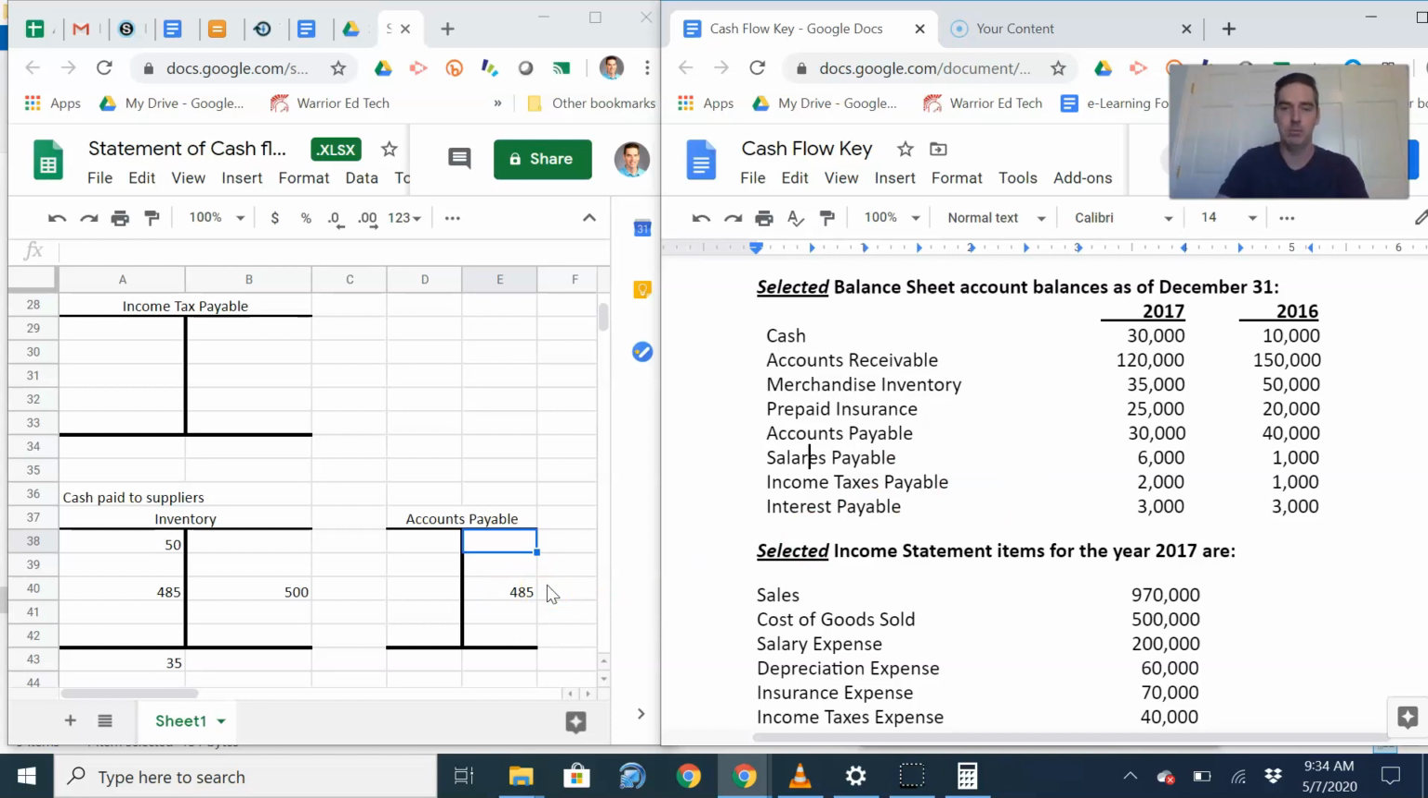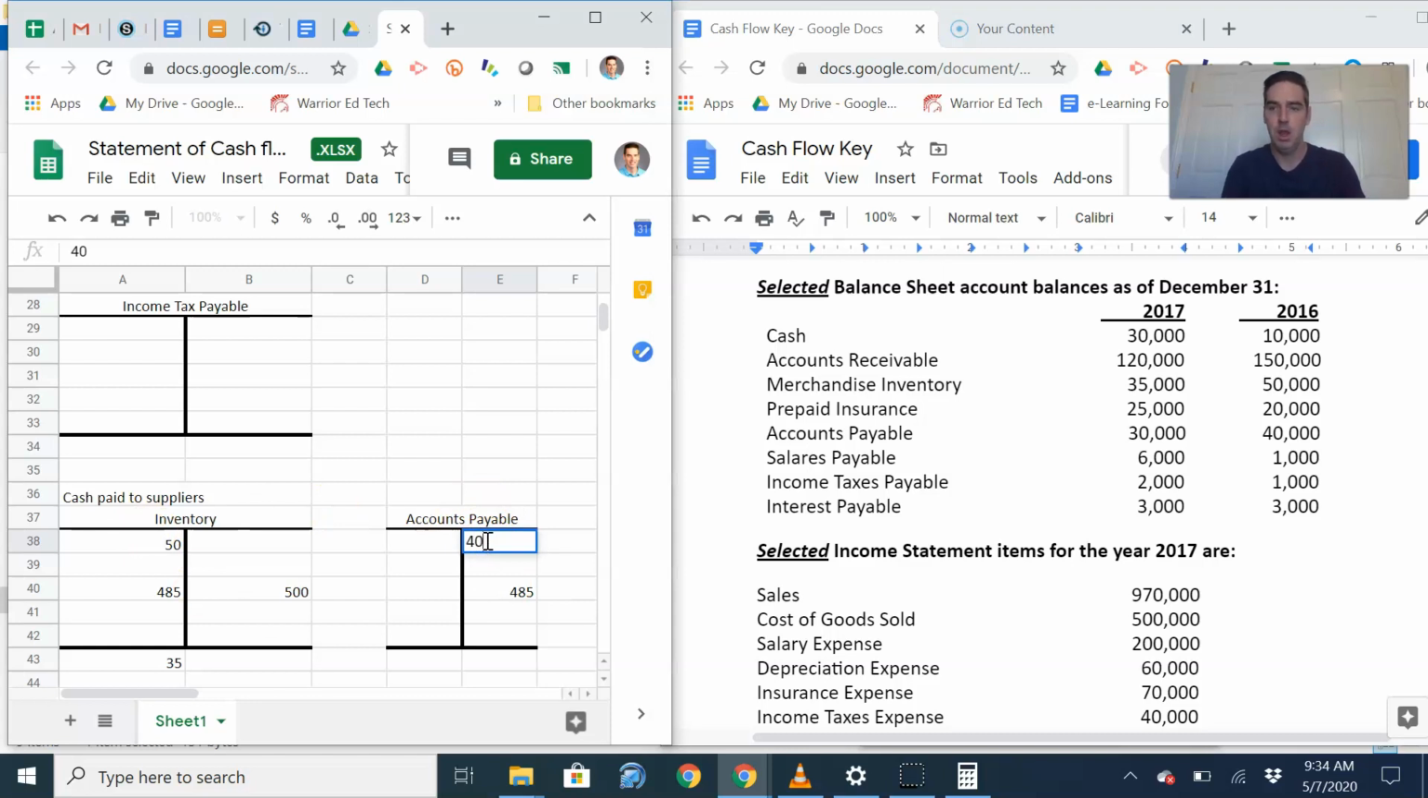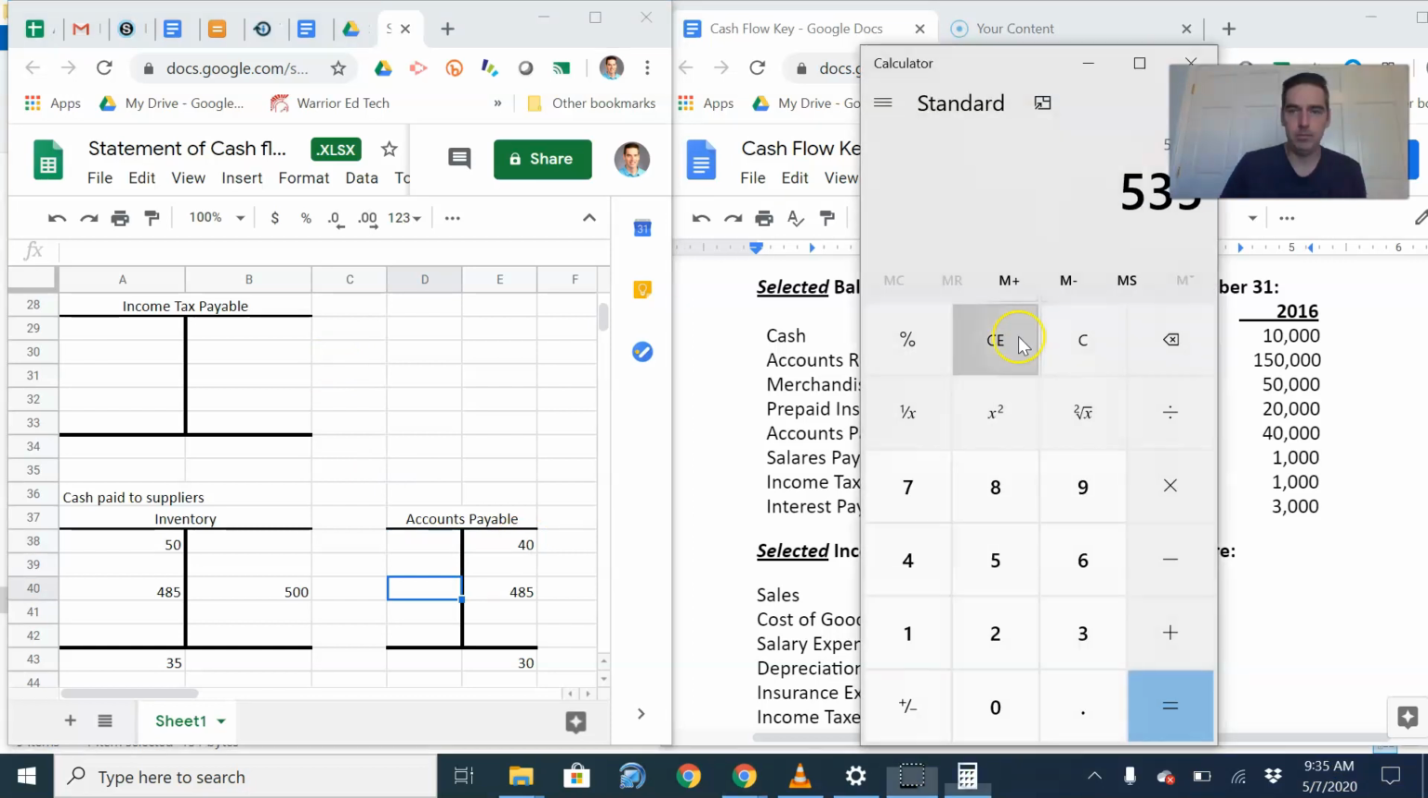My beginning number is 40. And my ending number is 30. So now we know the total here is 30 greater than the debit amount. So I could use my calculator. So I'm going to take that 485, add in the 40. Hold on, my calculator is being weird today. Let's try this one more time.